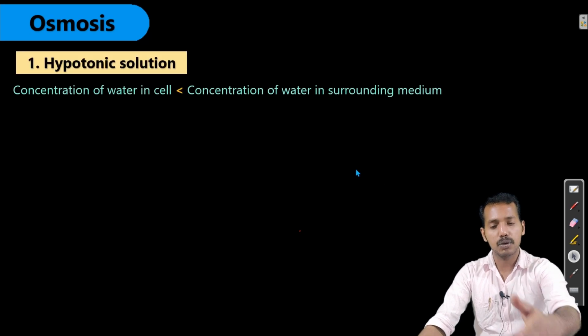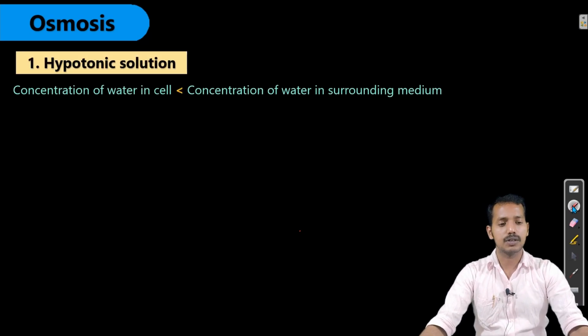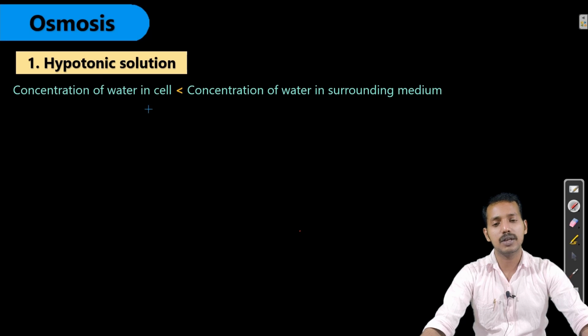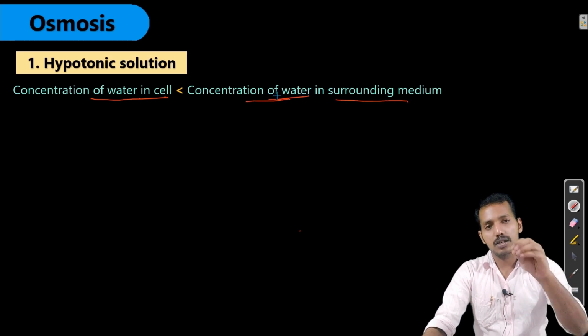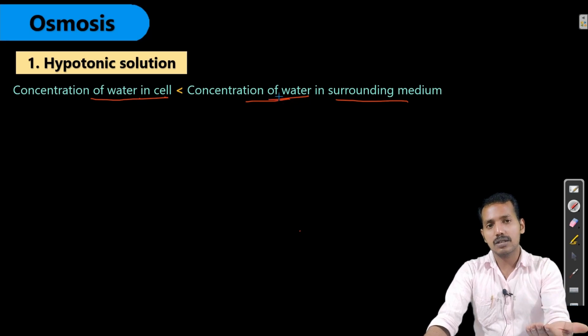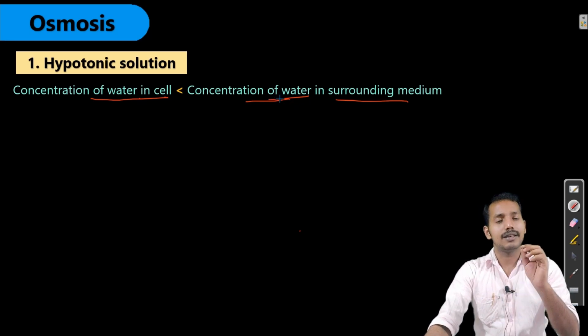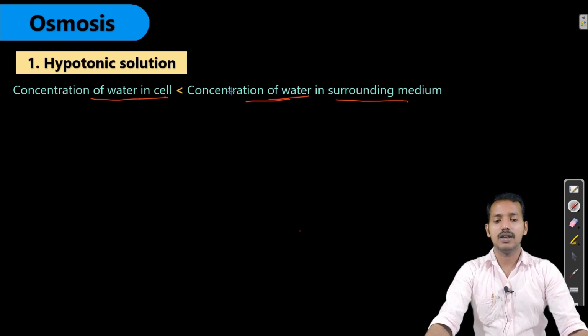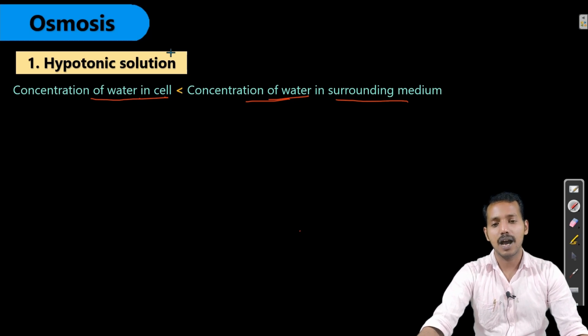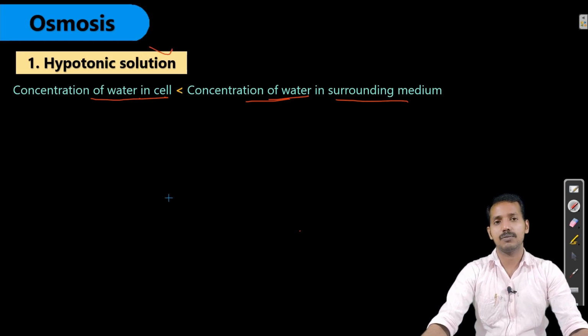First one is hypotonic solution. What is hypotonic solution? Hypotonic solution means the concentration of water in the cell is less than the concentration of water in the surrounding medium. That means the solute content, whether it is salt or sugar, is less in that water. So we can call that a dilute solution. In this scenario we call it a hypotonic solution.